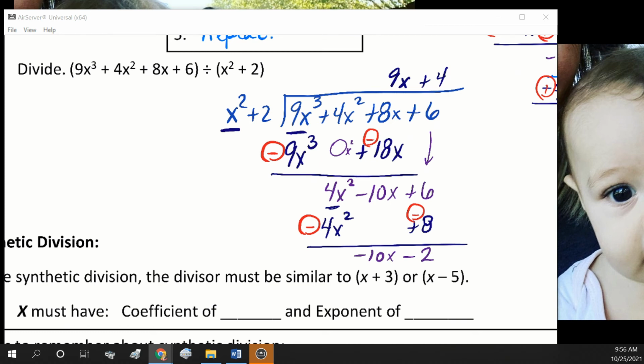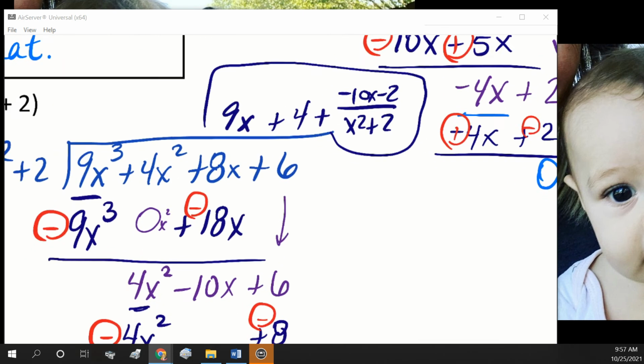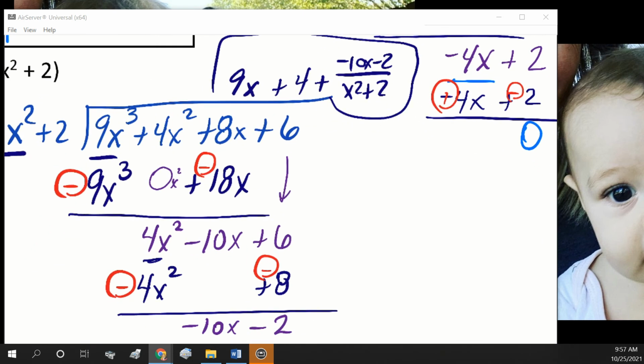Okay, and this time we do get a remainder. Do you guys remember what to do with it? Set it over x squared plus 2. Very good. So it gets kind of added on the end of your answer, of your quotient. So it's going to be plus, and then you put it over the divisor. I don't know if you guys can see that. So add it at the end and put it over the divisor.